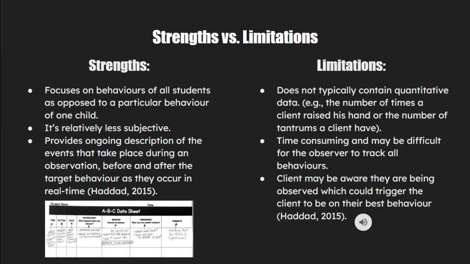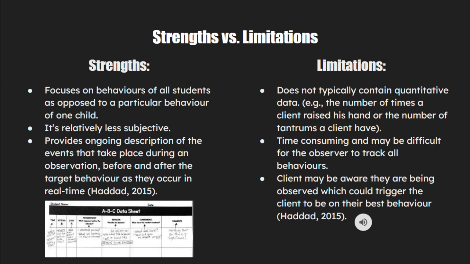So these are some strengths versus limitations of ABC narrative recording. Some strengths would be that it focuses on behaviors of all students as opposed to just one particular child and one particular behavior. It's also relatively less subjective, and it provides ongoing descriptions of the events that take place during the observation, both before and after the target behavior occur in real time.